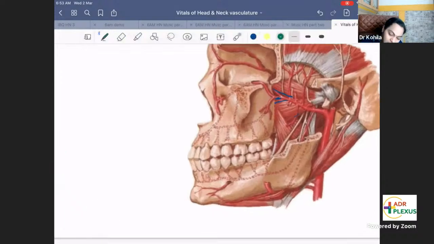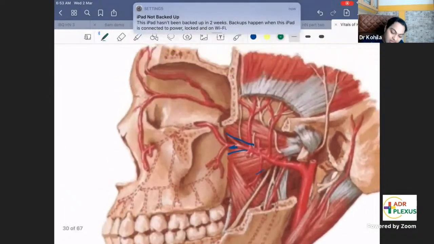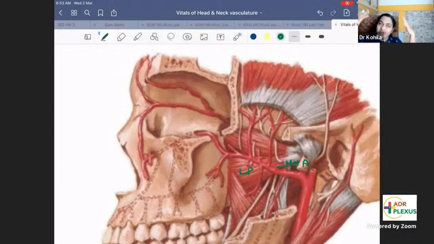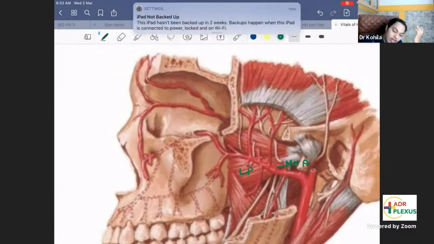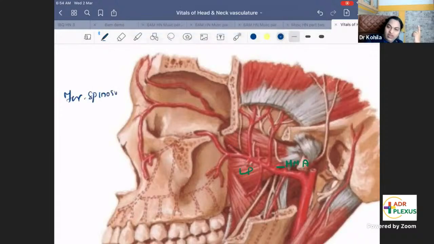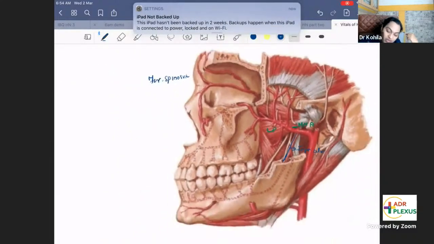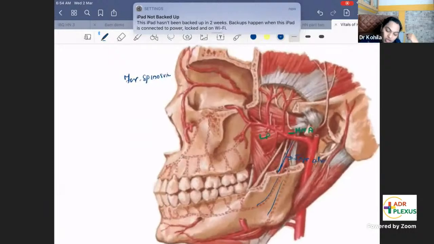From the diagram you should identify the maxillary artery. You can identify the lateral pterygoid muscle also. This one is the middle meningeal artery. How does it enter the middle cranial fossa? Passing through which foramen? The middle meningeal artery passes through foramen spinosum. Very good. And this one you can easily identify entering the mandible, so it is the inferior alveolar, going to supply the lower jaw.